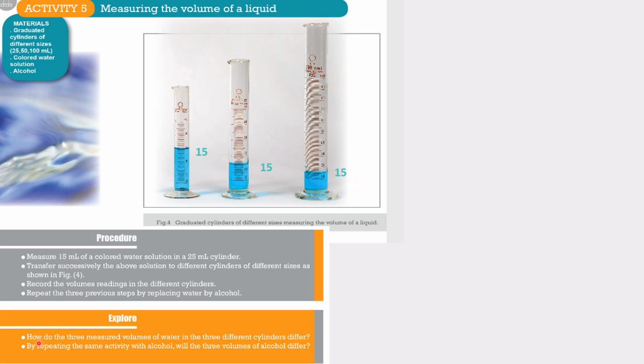So, how do the 3 measured volumes of water in the 3 different cylinders differ? The 3 volumes are the same, 15 ml. By repeating the same activity with alcohol, will the 3 volumes of alcohol differ? Water is liquid and also alcohol is liquid. So, the same rule is applied here. So, the volume remains the same.